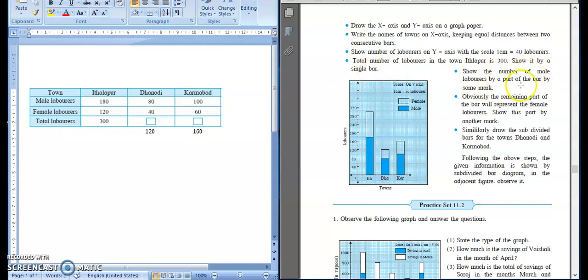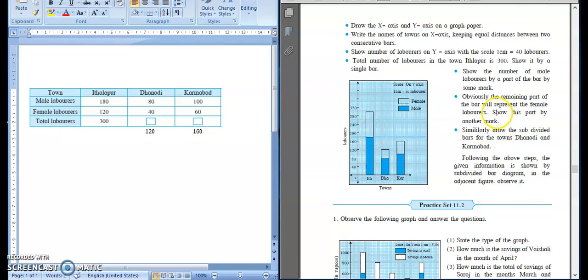Show the number of male laborers by a part of the bar with some mark. Now in Ithalapur the male laborers are 180. So 180 is near about here, above 160 and below 200. So mark the male laborers about here at 180. Okay. Color this or mark it with some other color. Obviously the remaining part of the bar will represent the female laborers. Now the remainder from 300 is 120, that is the female laborers. From this 300 we have subtracted 180, so the remaining is 120, that is the female laborers.